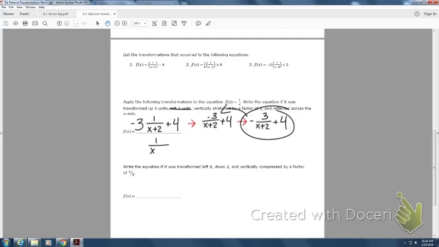So going to the last one. If this goes to the left 8, Zach, what needs to go in the denominator? X plus 8. Gracie, if it goes down 2. -2. And Marshall, what needs to go in front? 1/2. How you'll see a lot of these is this.